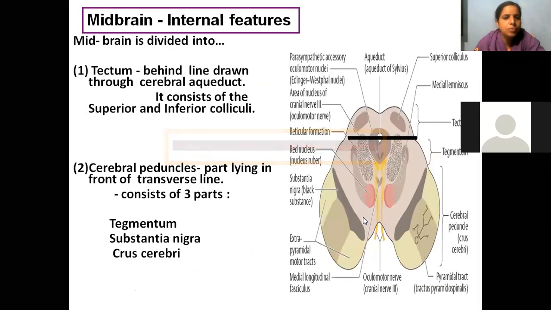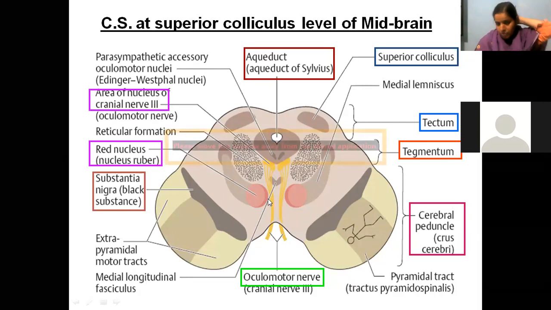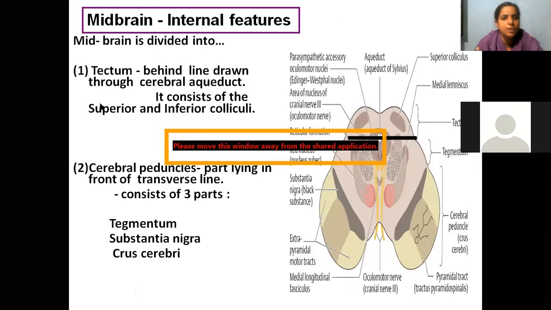Okay, so those are the three basic things which you should draw. Which is dorsal, which is ventral is also important. This area is dorsal and this area is ventral. Ventral can also be called anterior, dorsal can also be called posterior. Now you read this, you will understand. Tectum is found behind, that is the line drawn through the cerebral aqueduct. So that means on the posterior aspect we have tectum.